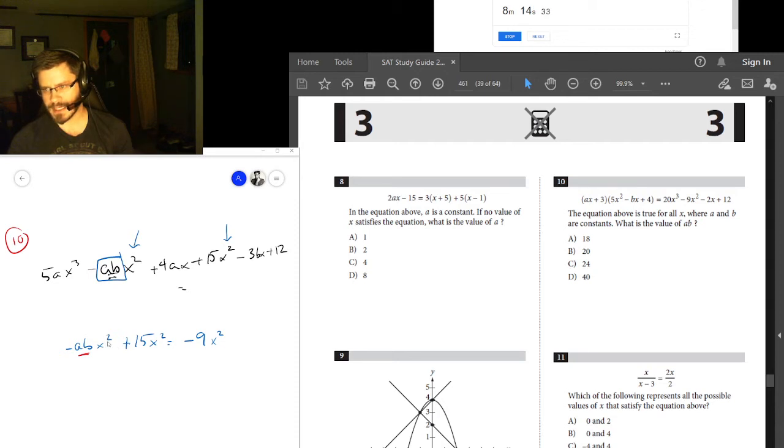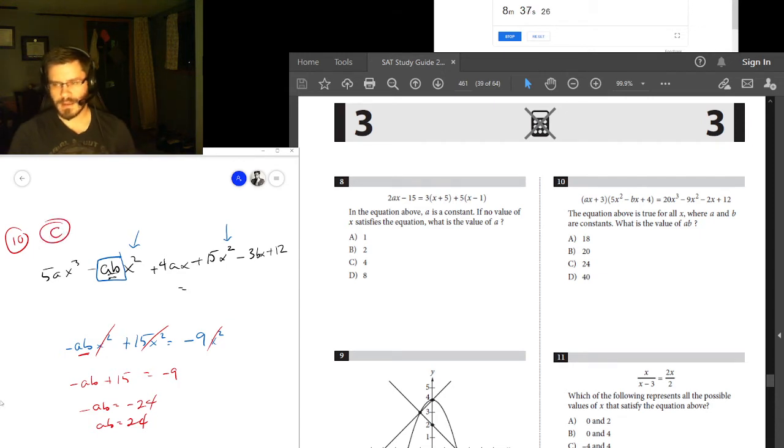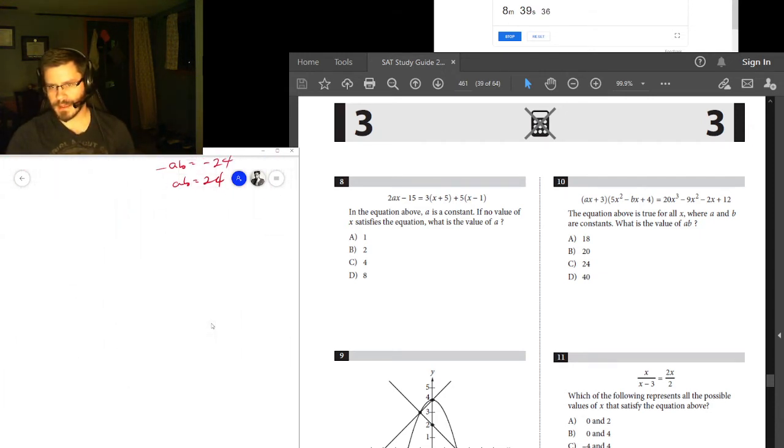So I'm going to isolate ab. Everything can be reduced by x squared, so just factor that off, or put in 1 if that makes more sense to you. You get negative ab plus 15 equals negative 9. Negative ab equals negative 24. ab is 24, and that is C. Cool. That was number 10.